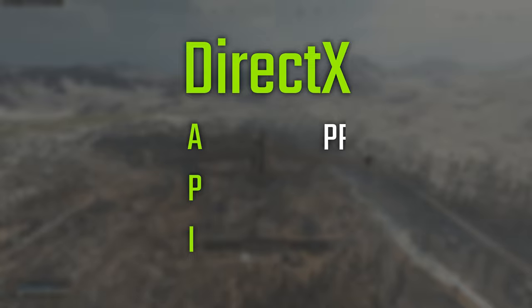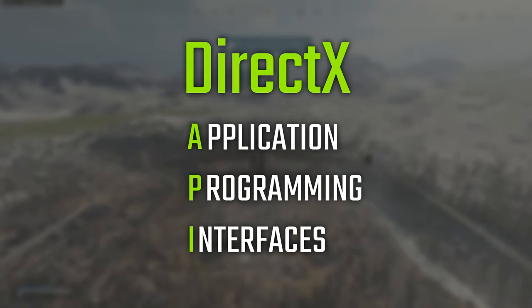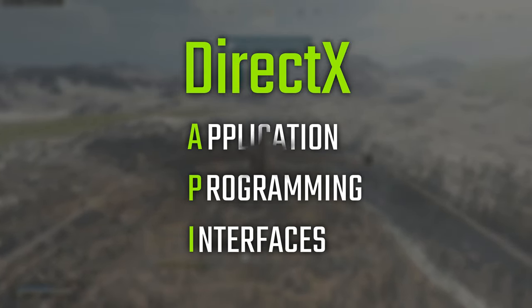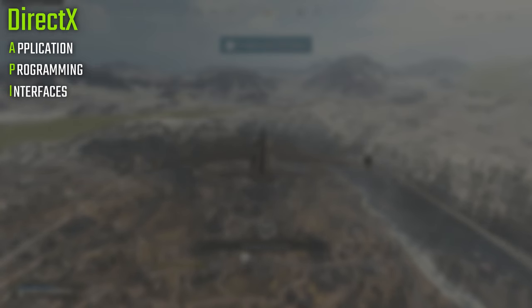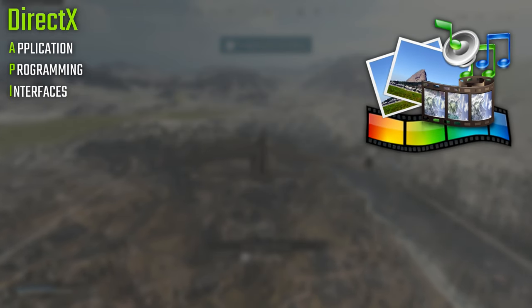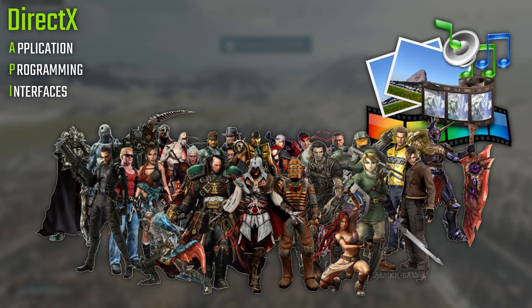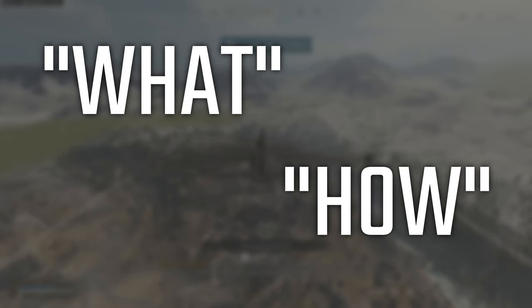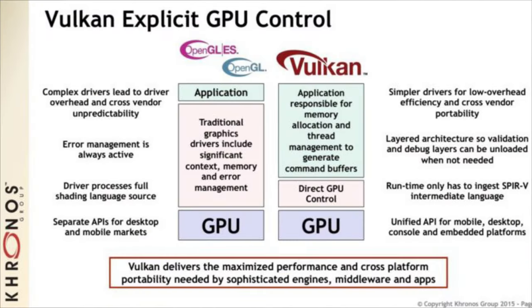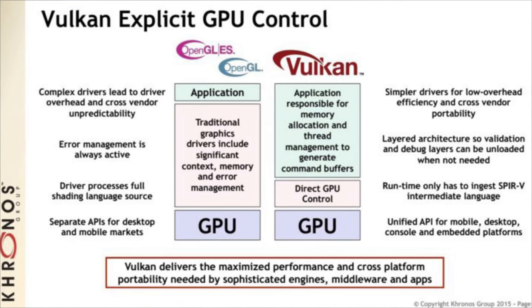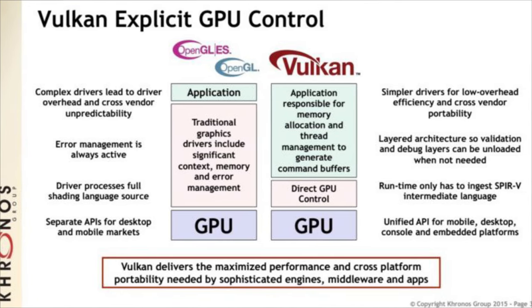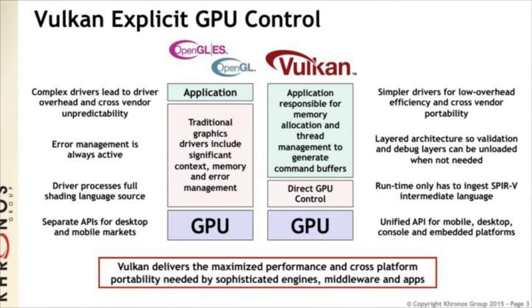DirectX is a collection of application programming interfaces, the so-called APIs. They serve to handle tasks related to multimedia, especially game and video programming. An API is basically what tells the hardware what and how to work with the software, meaning that the closer the API is to the metal, the more efficient it will be, since the closer it is, the lower the software overhead will be.